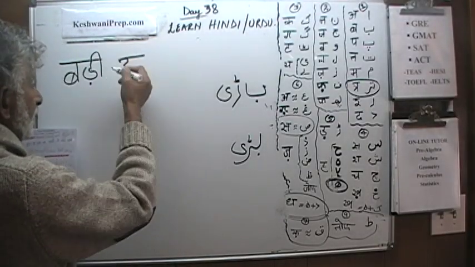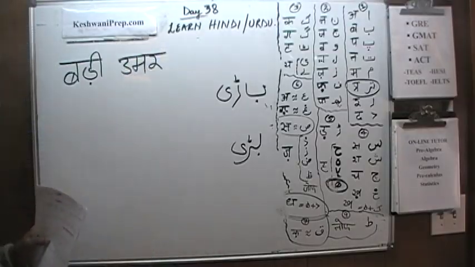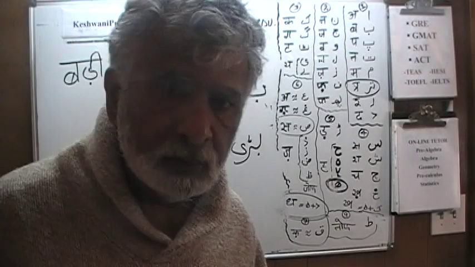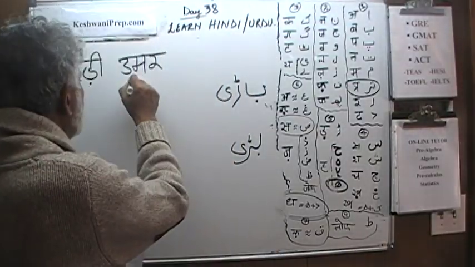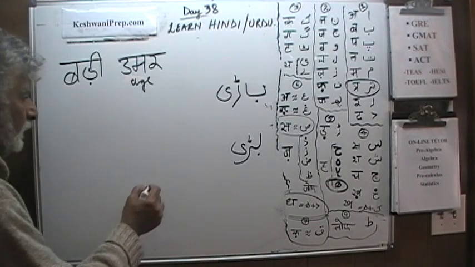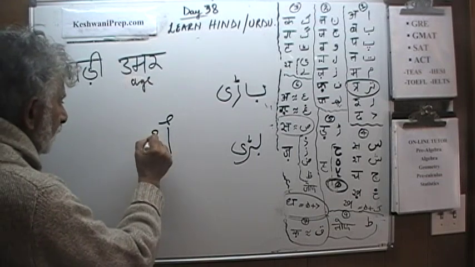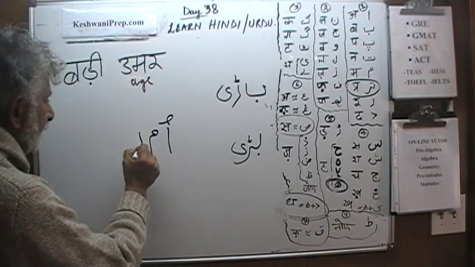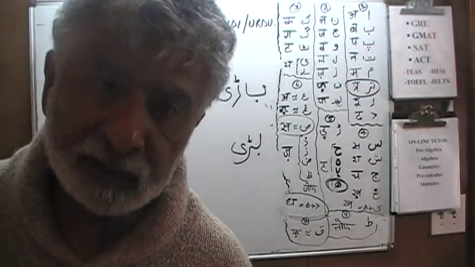Let me first write it in Hindi. U, ma, ra. Umar. You know what Umar means? Umar means lifespan, age. How do we write Umar in Urdu? Alif with a zabar, that's going to give us the U, then a Ma, and then a Ra. That's what most people would think. But it's not that simple.